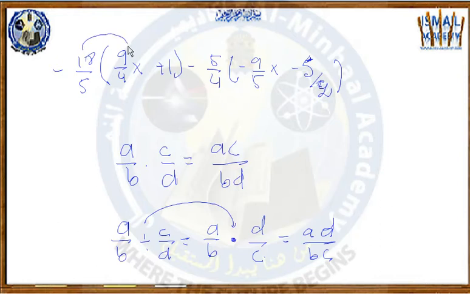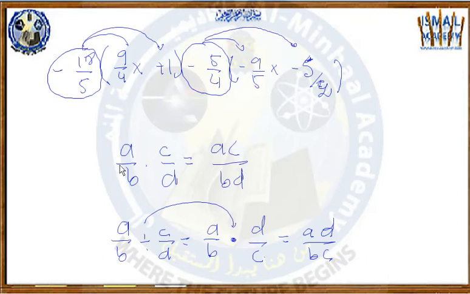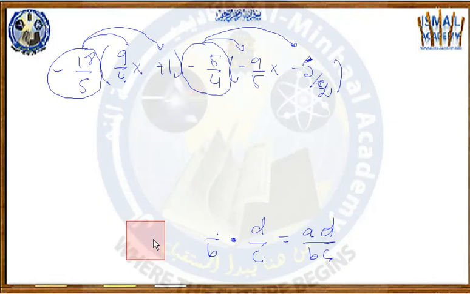Now what do I do? Here I distribute. I have this times this and this times this. When you distribute, we always distribute with the sign. I don't distribute without the sign. This should be distributed with the sign, all of them. Am I clear? So I distribute with the sign.